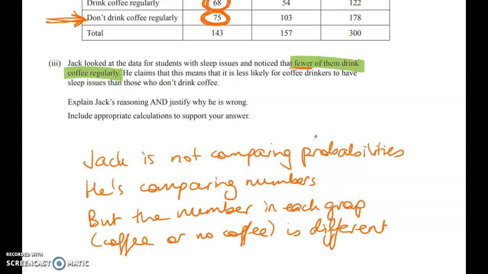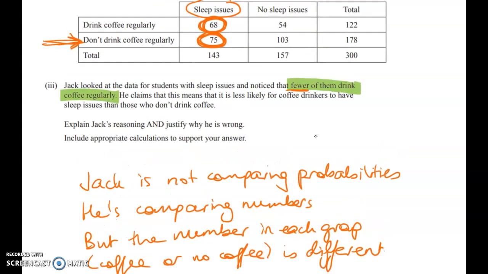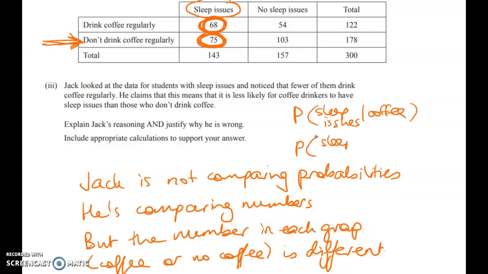And now we want to work out some probabilities to show why he is wrong. So he says it's less likely for coffee drinkers to have sleep issues than those who don't drink coffee. So what I want to find out here is, given that someone has coffee, what's the probability that they have sleep issues? And given that they don't drink coffee, which I'm going to write like this, so you saw this with Mrs. Galdra on the first day, right? Coffee with a little dash means the complement of coffee, or people who don't drink coffee. So we have to work out these two conditional probabilities.